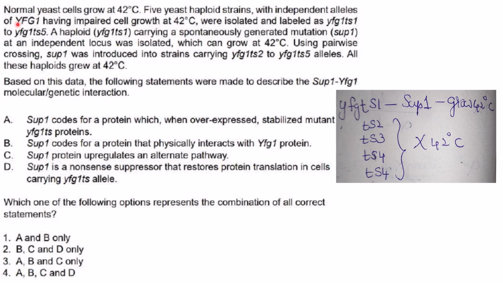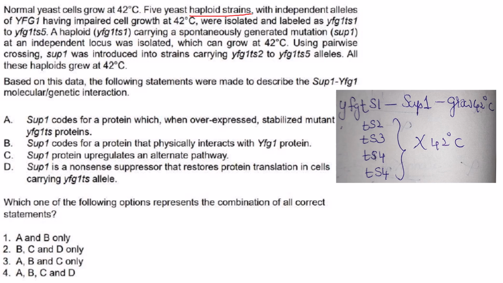Then next one. Normal yeast cells grow at 42 degrees. Okay, yeast haploid. They have taken the haploid strains, not diploid, with independent alleles of YFG1 having impaired cell growth at 42 degrees. That means they became temperature sensitive. That is, they were growing at 42 degrees, now they can grow only at lower temperatures, not at 42 degrees or higher. They were isolated and labeled as YFG1 TS1 to YFG1 TS5. So YFG1 TS1, TS2, TS3, TS4, TS5.